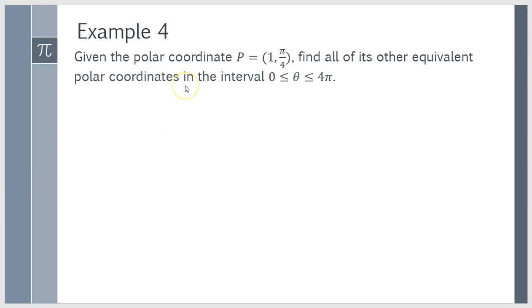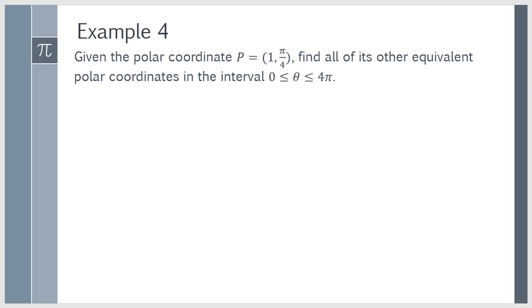Now, if you notice in these directions, this is not what I was describing on the last slide quite yet. I don't want to do the conversion yet. I want to show you the process of finding the coterminal polar coordinates first. So this one has given us one polar coordinate, and they're asking us to find all of the other equivalent ones between 0 and 4 pi for the theta value. So I'm not doing a conversion here. We're just going to find other ways of writing this ordered pair.